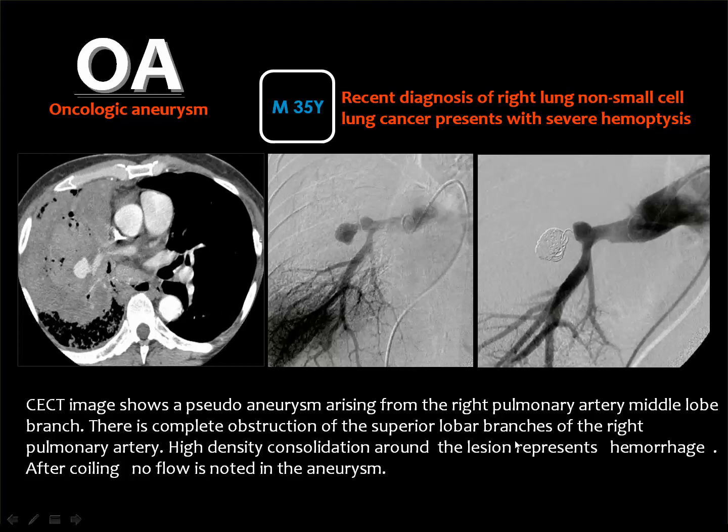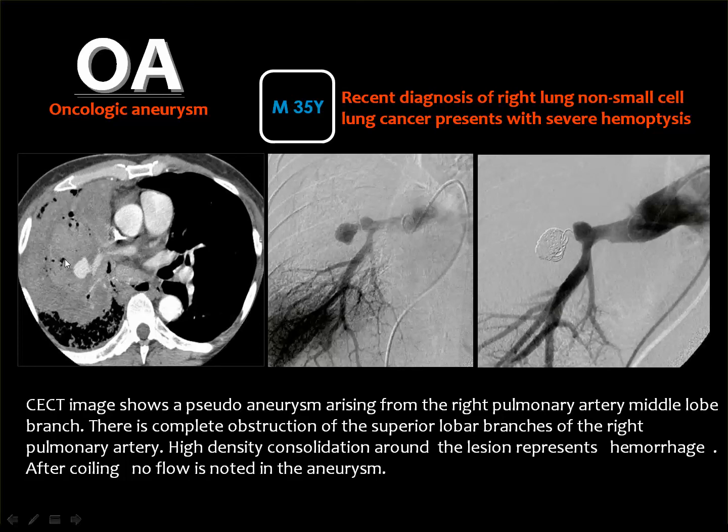And another example of what is known as oncologic aneurysm, which means that the aneurysm is related to a tumor. And the most common is, of course, the bronchogenic carcinoma. And here you see a mass in the lung, and within the mass there is a small aneurysm from one of the branches of the pulmonary artery.